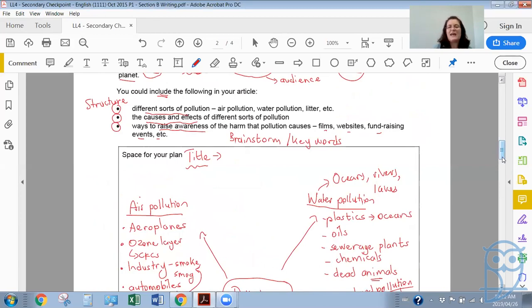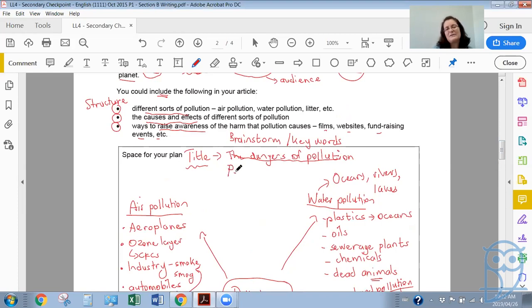The title is very important. And when I first started brainstorming for a title, I thought I'll just call it something like The Dangers of Pollution, right? The dangers of pollution. And I thought, it's a bit boring. The dangers of pollution. We've heard about that before. So I kind of crossed it out.